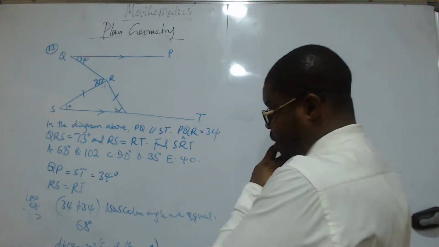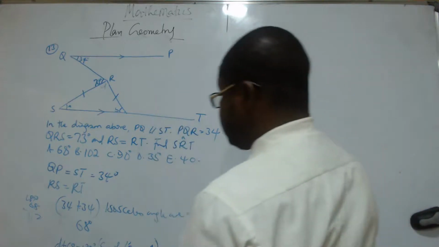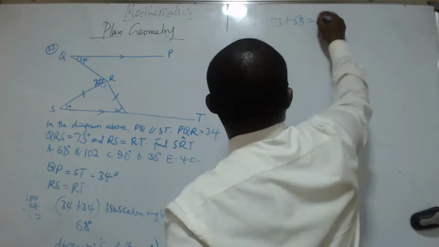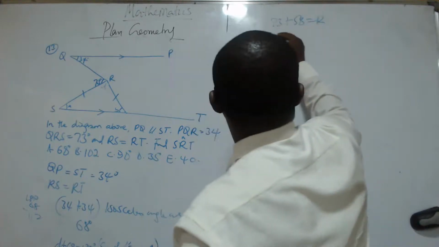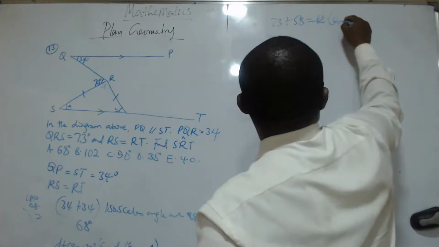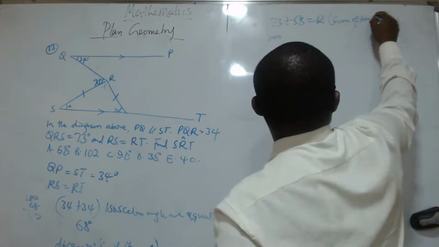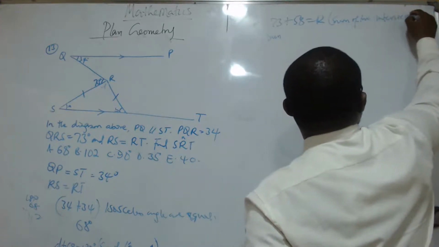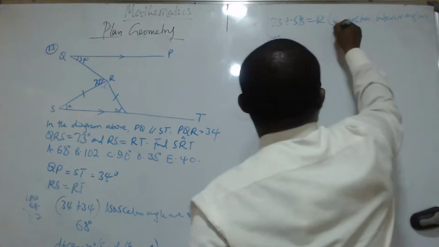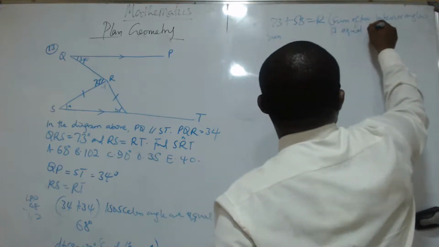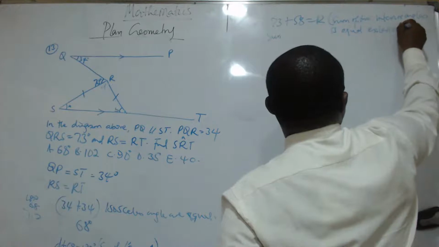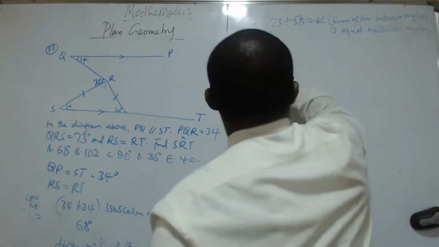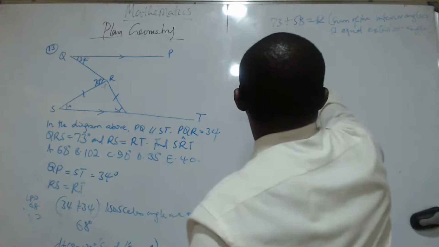So how do we go about that? We are going to have 180. How? We said the sum of two interior angles is equal to the exterior angle. Right? So that will give us what?